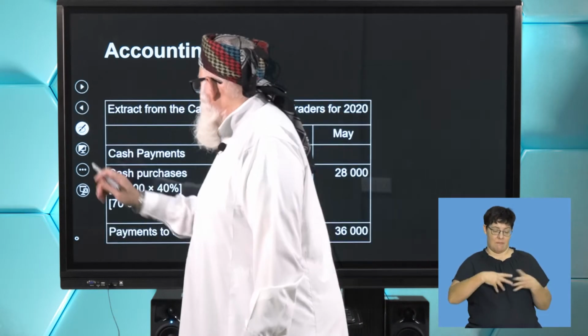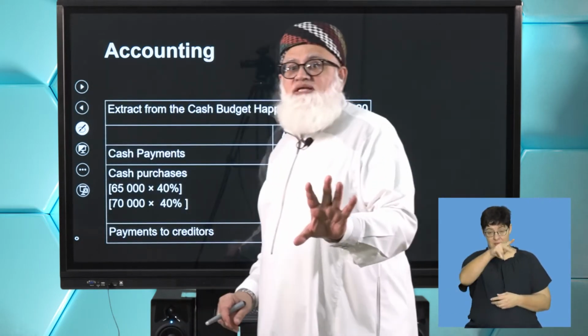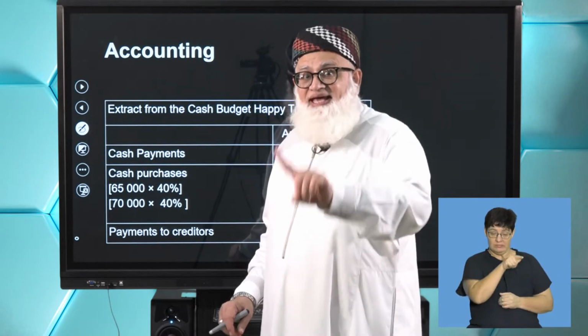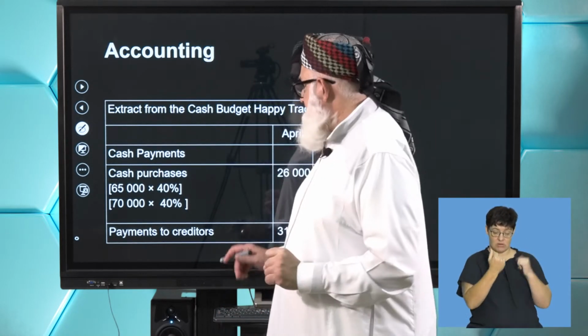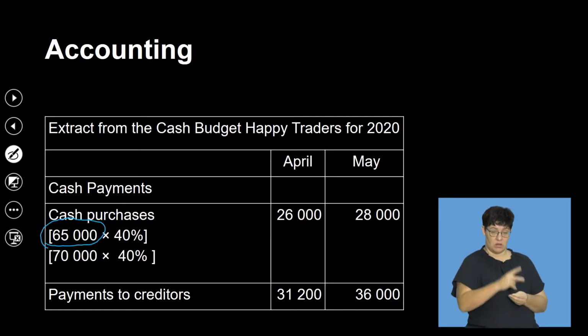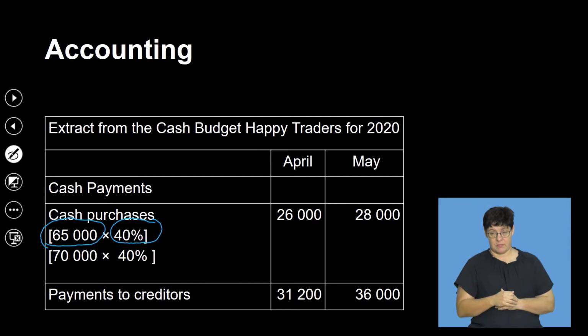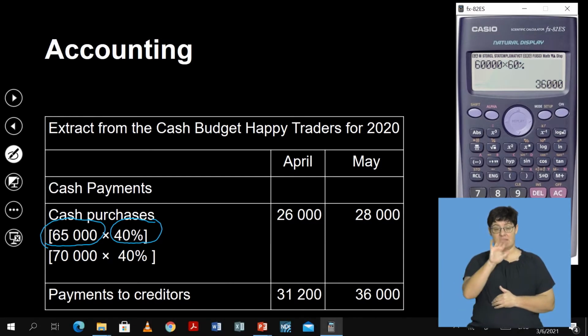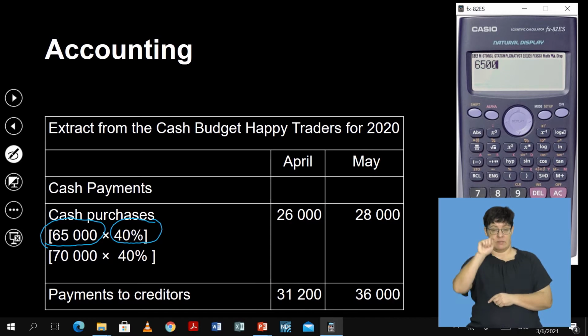And definitely, how is this going to impact on my cash budget? Once again, notice under my cash payments, let's take the 65,000 Rand, which was my total purchases, multiplied by 40%, because obviously if 60% was on credit, 40% has to be on cash. So therefore, you take your 65,000 times 40%. Here we go, 65,000 times my 40%.